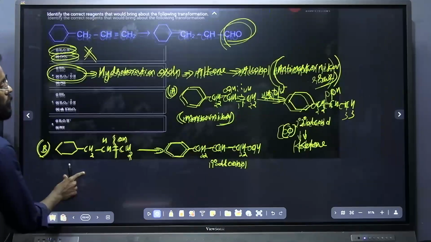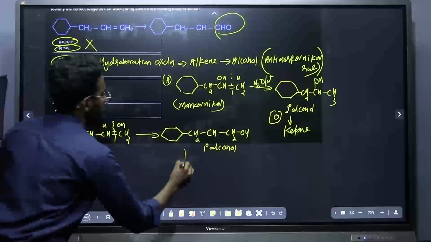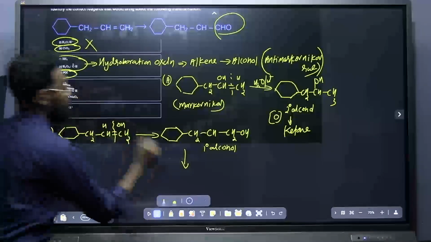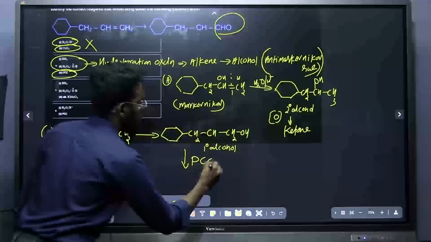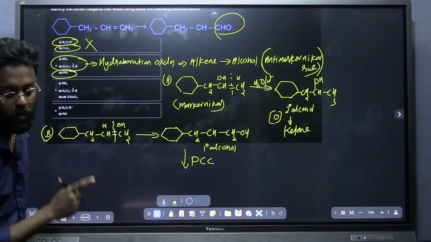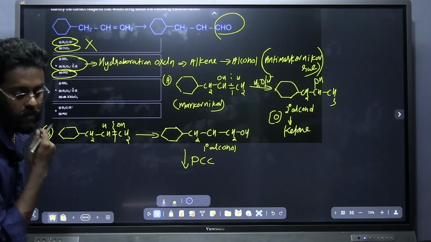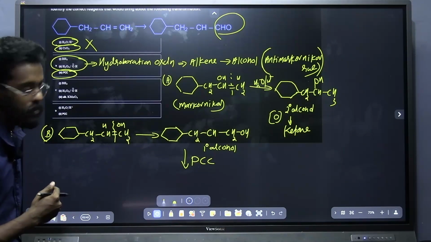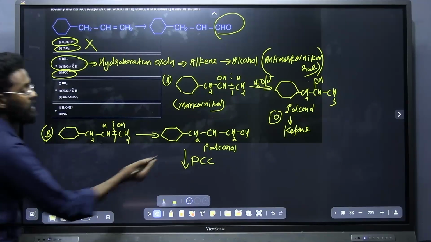And this primary alcohol, on treating with what? On treating with PCC, pyridinium chlorochromate. Who is this guy? PCC. Strong oxidizing agent or weak oxidizing agent? That's my question. Weak oxidizing agent. Yes, exactly. Very good. Weak oxidizing agent.